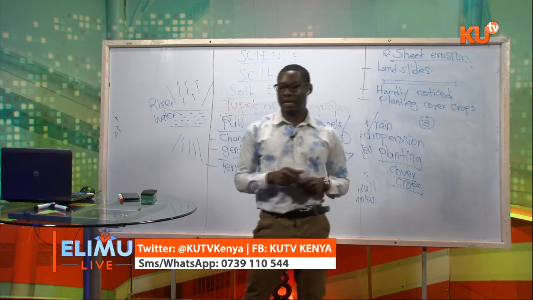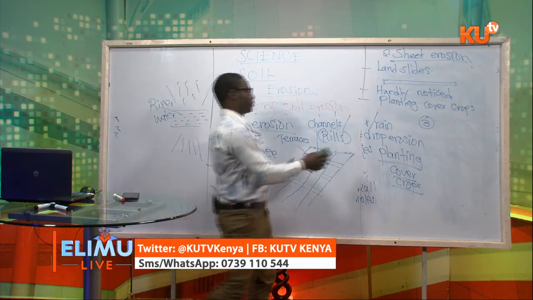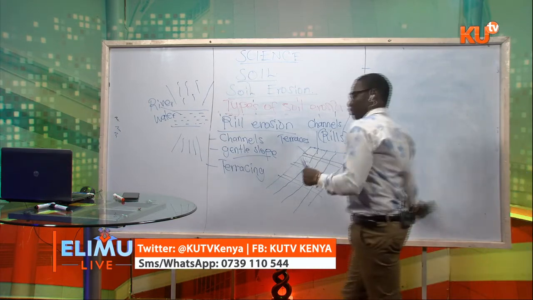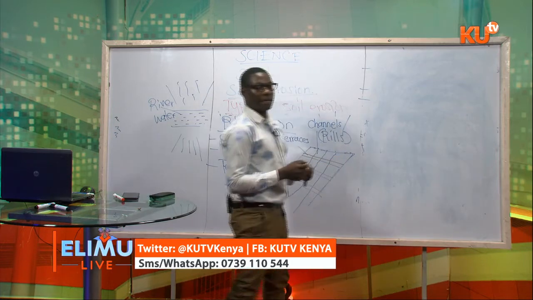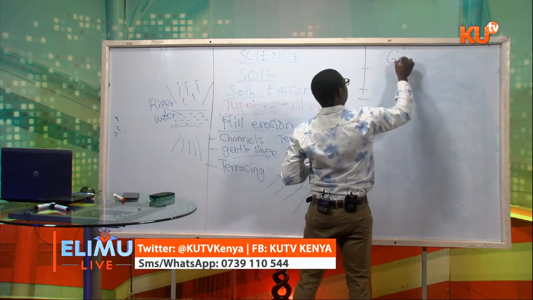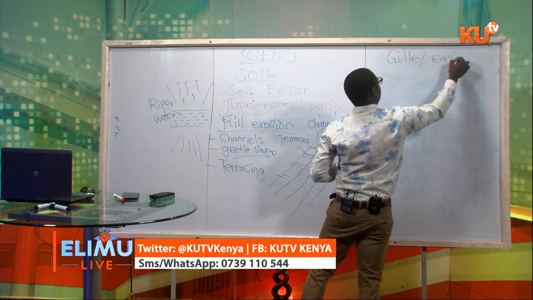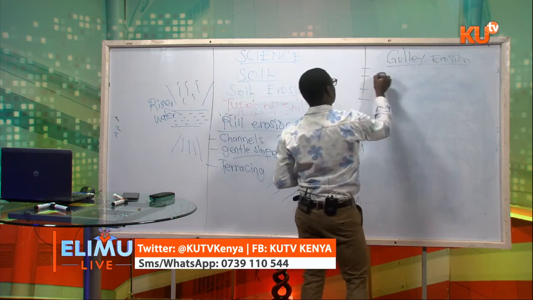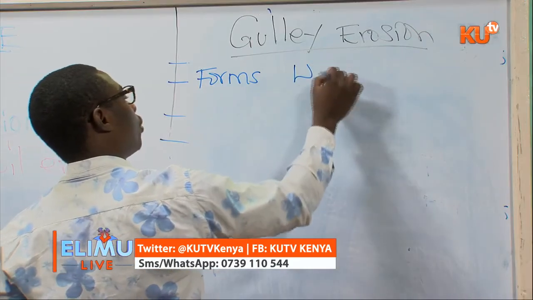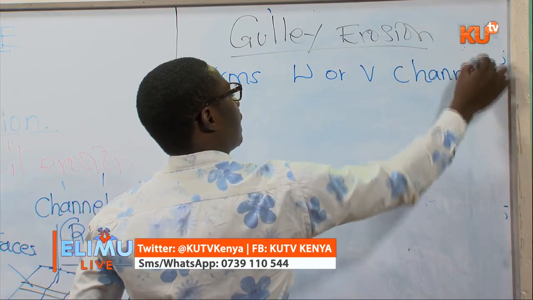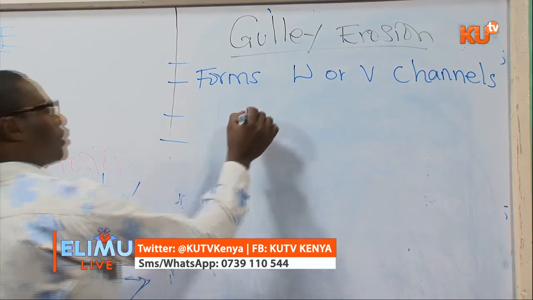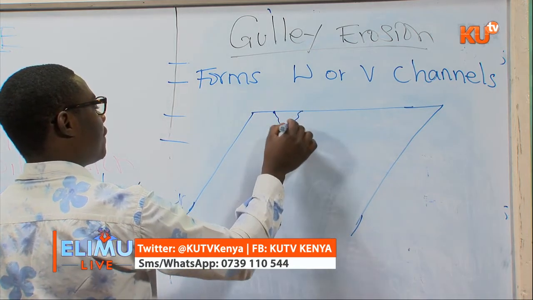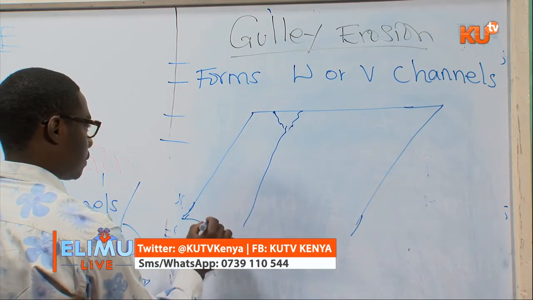So I'm going to handle the last type of soil erosion, which is gully erosion. And gully erosion can be defined as an increased rill erosion. It can result due to increased rill erosion. So gully erosion forms U or V channels on the ground. So if this one is your ground or your land surface, then we'll have either V-shaped terraces or depressions.